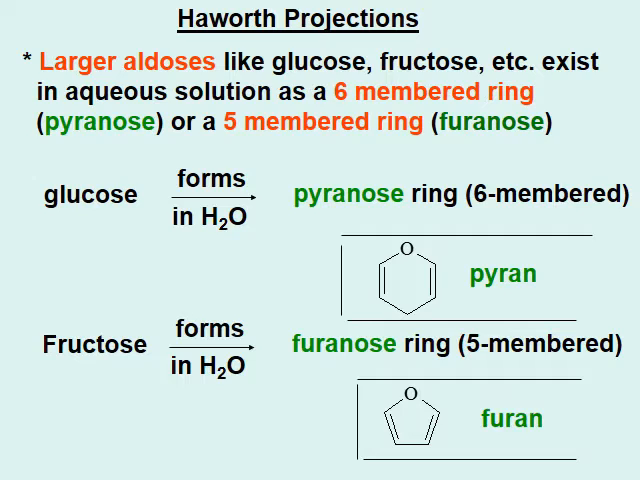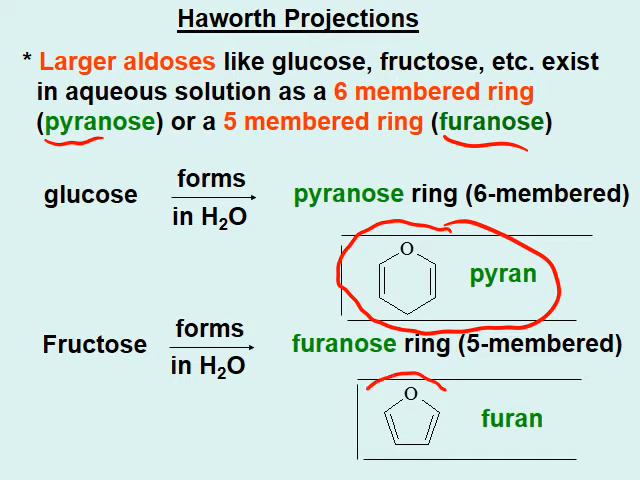A six-membered ring is called pyranose and a five-membered ring is called furanose. In comparison, pyran is a six-membered ring with oxygen like this. Similarly, whenever glucose makes a ring structure, there is an oxygen as part of that six-membered ring. Fructose, on the other hand, usually makes a five-membered ring, which is called furanose. Furan is like this. Again, it's a five-membered ring with oxygen as one of the members in the ring.